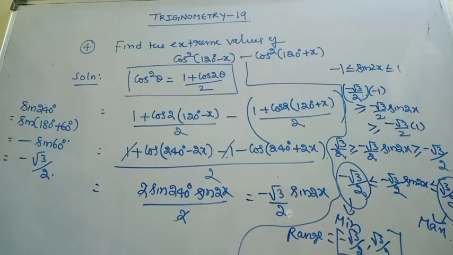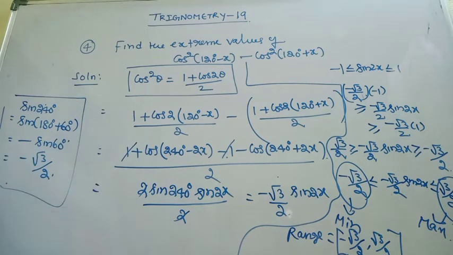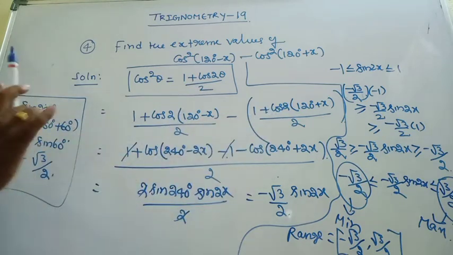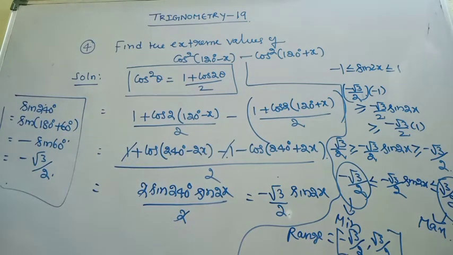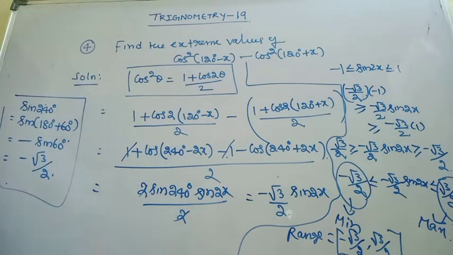Cos square 120 degrees minus x, yes, the range is minus root 3 by 2 comma root 3 by 2. It's a very important problem. Now based on this model, what we did is we used cos square theta, substituted and simplified, and found the answer. That's all, it's a very simple problem. Based on this, we have several models, and now we are going to witness how to do different kinds of problems on these models.